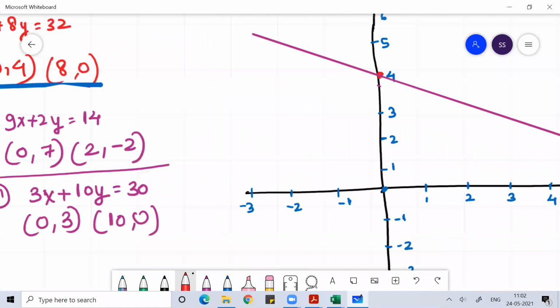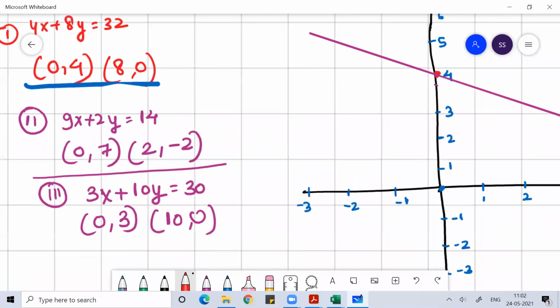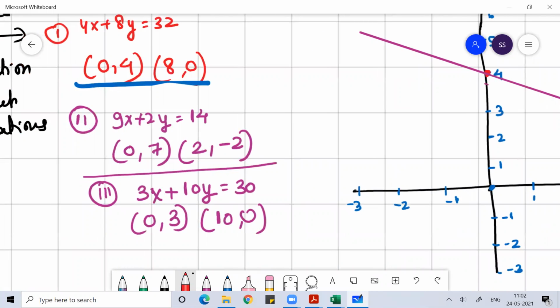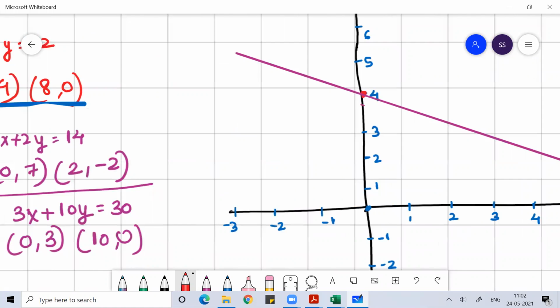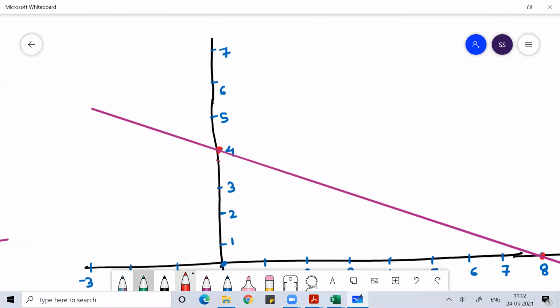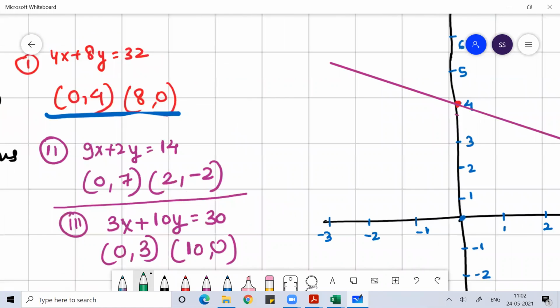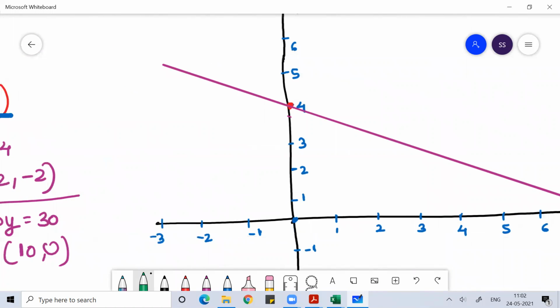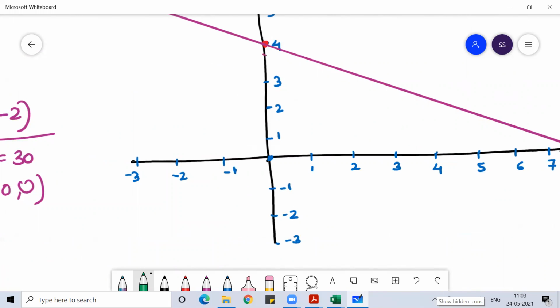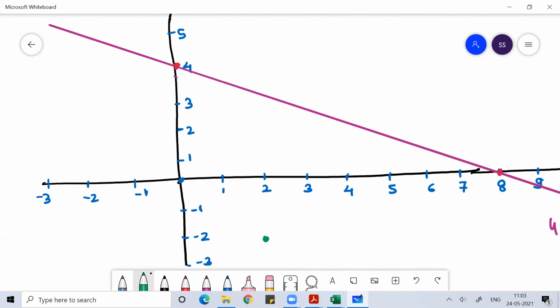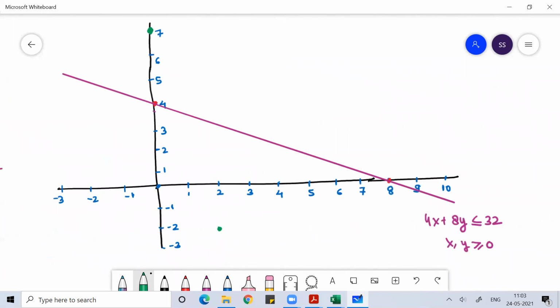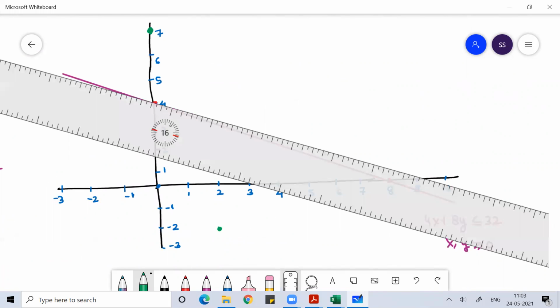Then I'll draw the second line. I'll try to find the common area for all these lines. The second line is 0, 7. Then 0, 7 and then 2, minus 2. Here x is 2 and y is minus 2. 2 comma minus 2. This would be the point. I think everyone understands. Okay. Then draw a line for this.